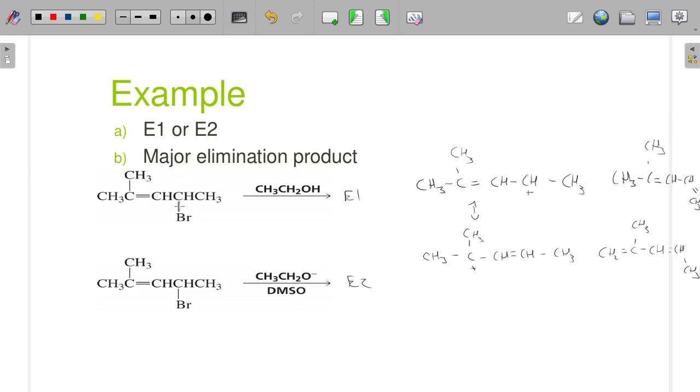But if I'm doing E2, we're only going to attack that because it creates the conjugated system. CH2, conjugated system.